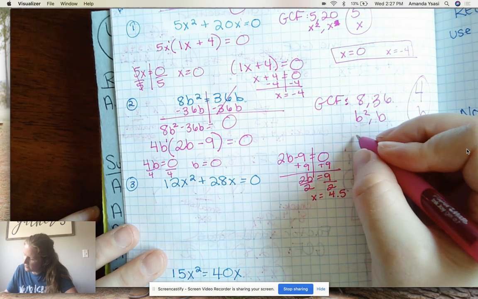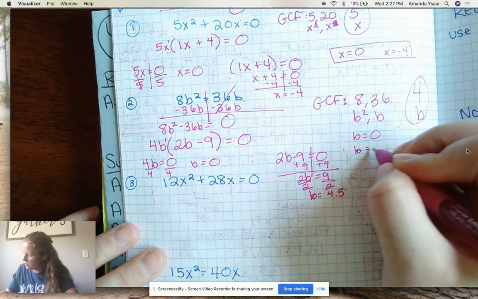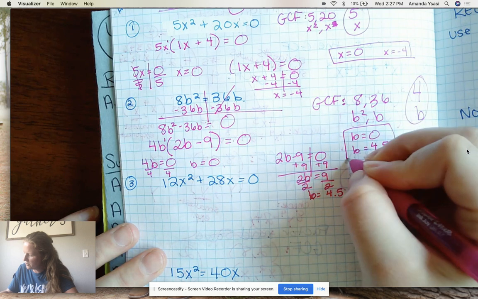Okay, so we have two answers. Oh, I don't want to put x equals. So b equals 0 and b equals 4.5. So those are my two solutions.